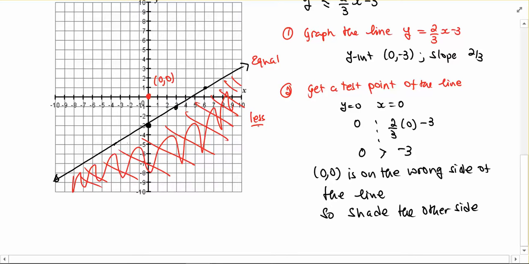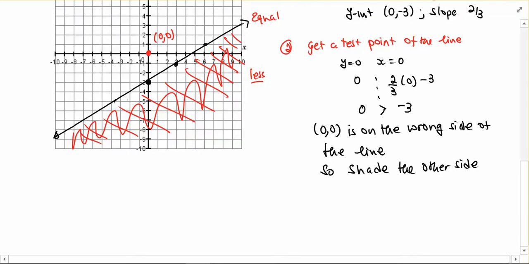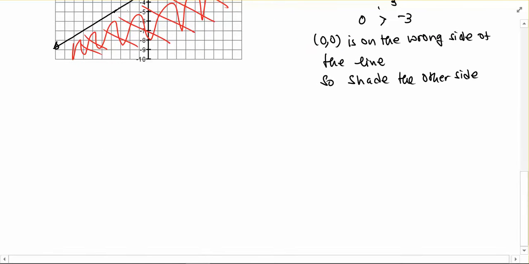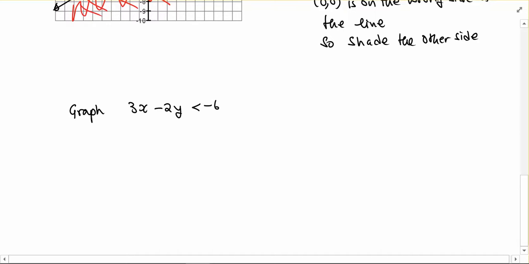Let's do another example of this. So let's say we wanted to graph the inequality 3x minus 2y less than minus 6. So first of all, you got to decide how you want to do this, but let me do this one with intercepts, just to review graphing by intercepts, right? So I'm going to use a table for this one.